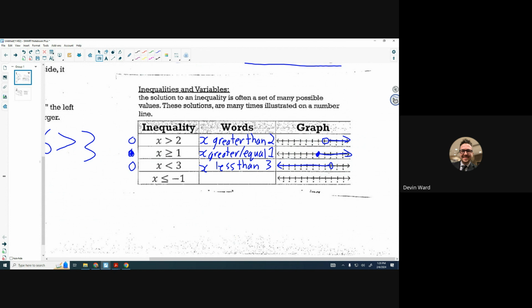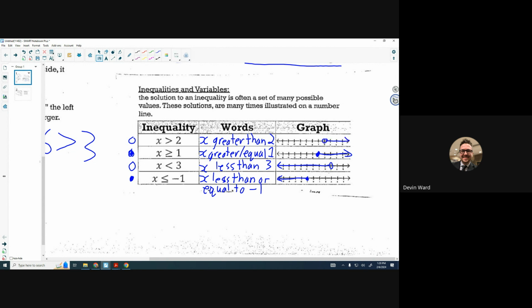Now I have x is less than or equal to 1. So I need a solid dot because of the equal sign. So x is less than or, okay, the full version here, equal to -1. It's less than or equal to. So find -1 right here, do a dot, and again it's less than, so it's going to go to the left. Okay, so that is how we draw them on our number line.